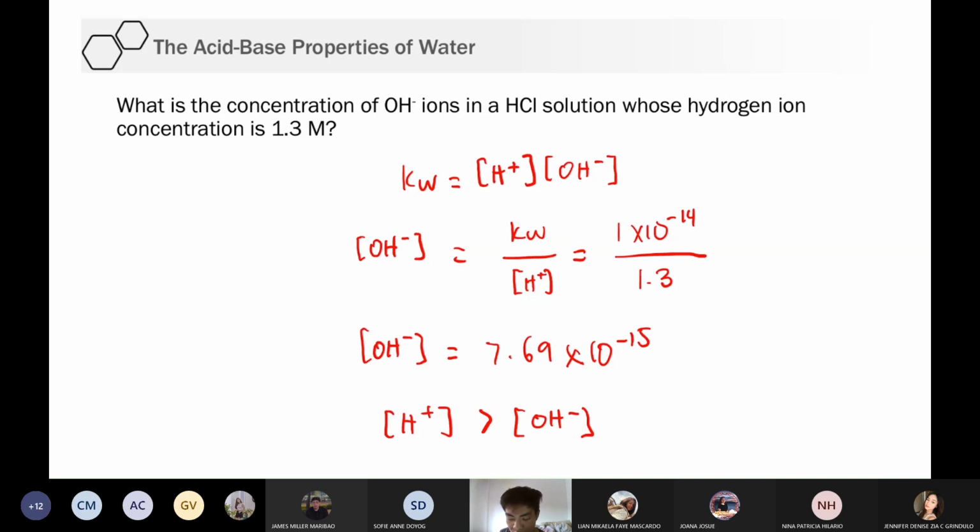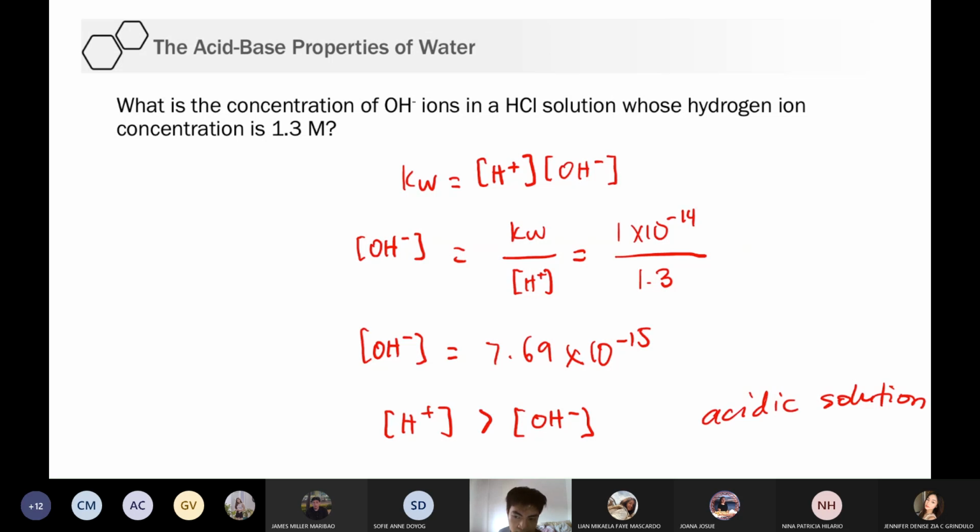Bakit? Ano yung concentration ng H plus? 1.3. Ano yung concentration ng OH minus? Times 10 raised to negative 15. So since H plus is greater in concentration than OH minus, then we can tell that this solution is acidic. Acidic solution siya, because the concentration of H plus is greater than the concentration of OH minus.